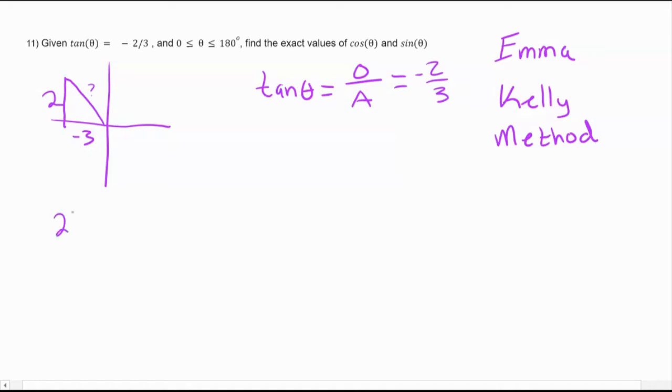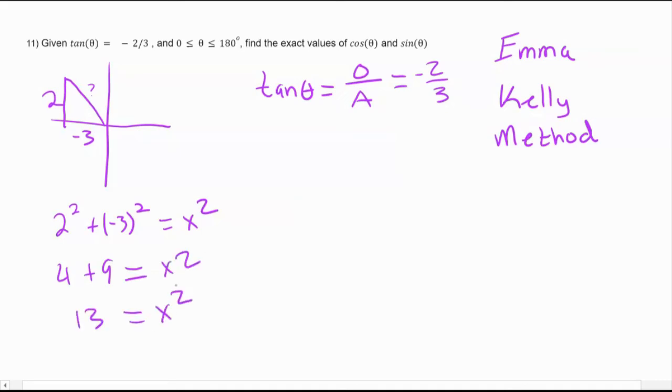So to do that, I'm just going to use the Pythagorean theorem. 2 squared plus negative 3 squared equals c squared, or x squared. 4 plus 9 equals x squared. So I get x equals the square root of 13. So now that I know that's the square root of 13, what I'm going to do is find sine and cosine.